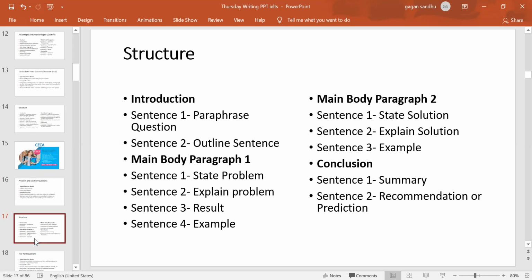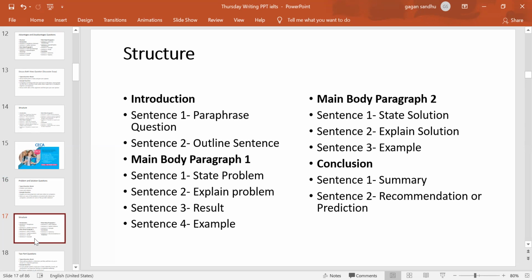So main body paragraph 1. First I have to state the problem, right? And now the reliance on computers by the students, and what are the problems it is giving. So I'll be just picking up the major issue, the major problem which we have to face because of this reliance. So I'll be writing that as the first sentence, as the topic sentence.